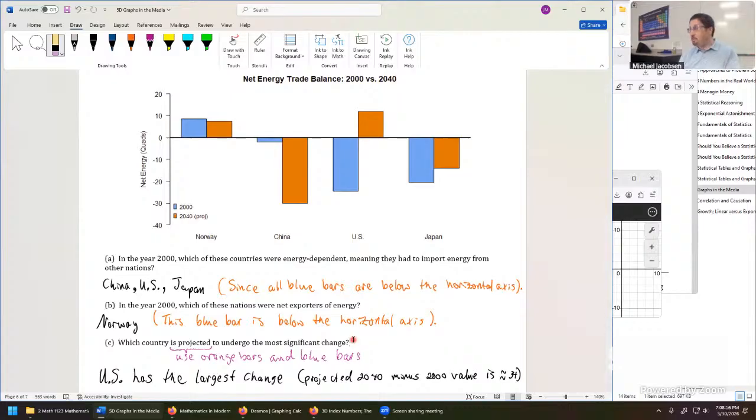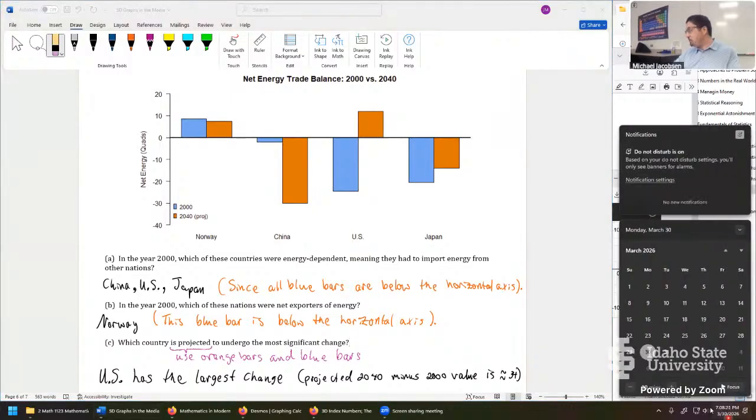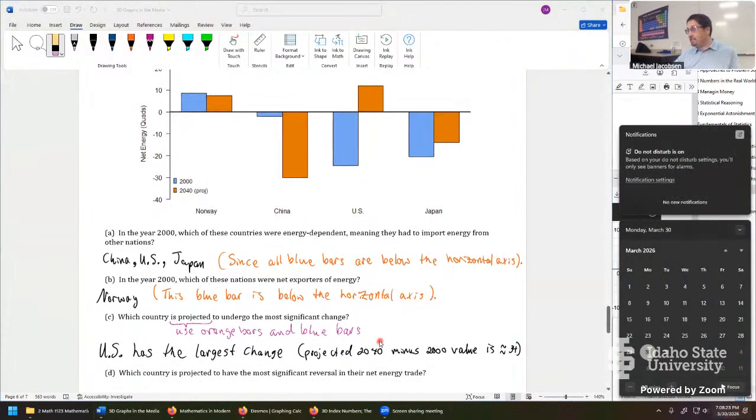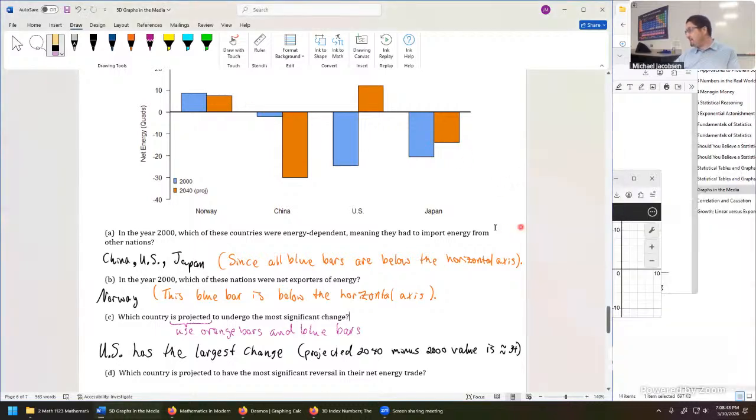Okay, there's one more follow-up question to take a look into on this graph here. I think it'll be probably a good idea to not rush through the last one. The last one is asking which country is projected to have the most significant reversal of their net energy trade. That looks like it's going to be the USA as well, because no other country has a reversal. This is both exporting in year 2000, 2024, importing for China in both years, and same for Japan. But let's answer that carefully when we come back on our Thursday's class.